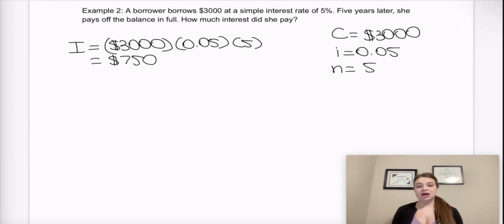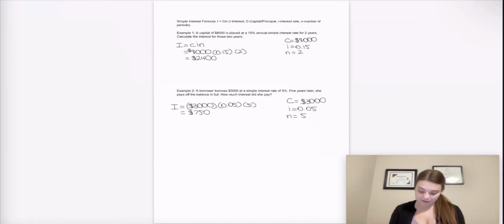Had the question asked how much was the full balance she had to pay, well, then that would be the interest of $750 plus the principal of $3,000. So that would mean that the total balance that she paid off was $3,750. All right. Well, that's it for this one.